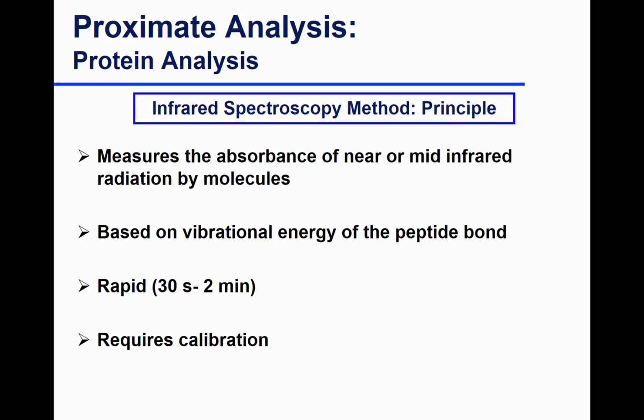As a review from your IR lecture, we would be using both near or mid IR in the food world. How it works is it measures the absorbance based on the vibrational energy of the peptide bond. What's really nice is it's rapid. So this can be an inline method, which is very advantageous when you're actually processing food in a plant.